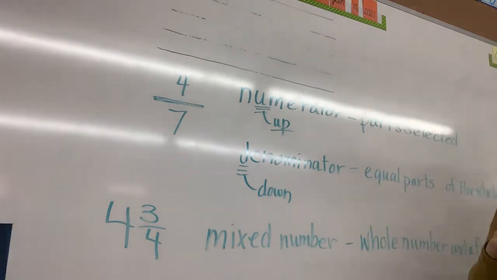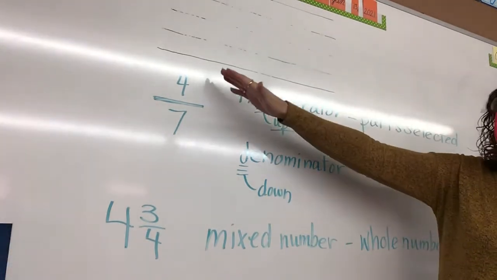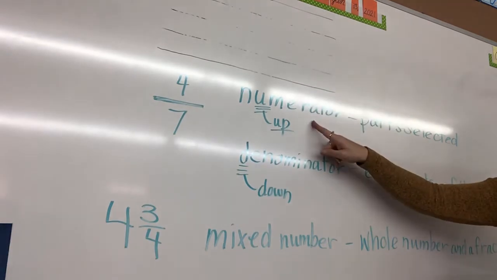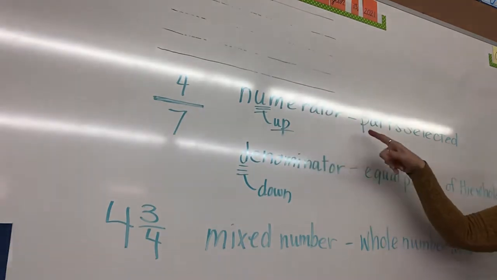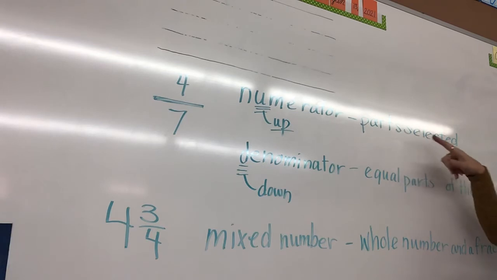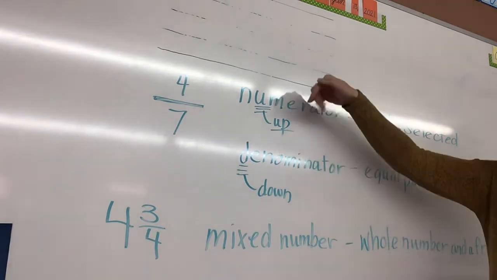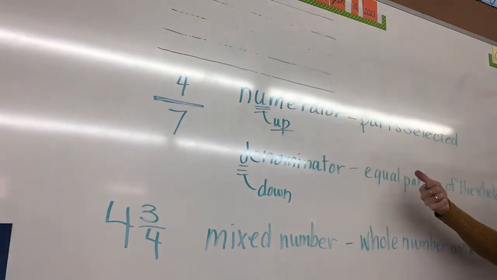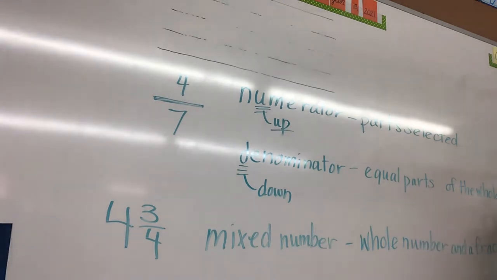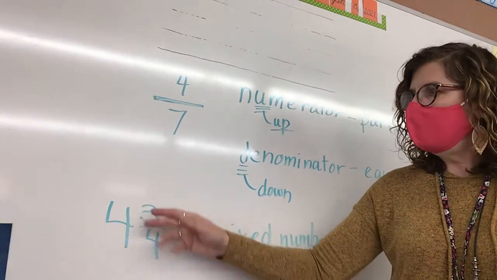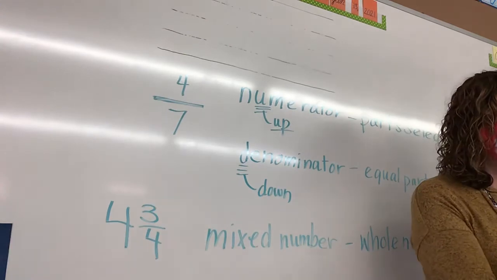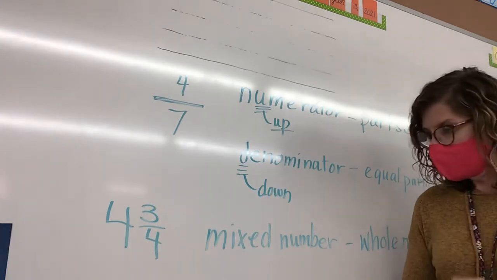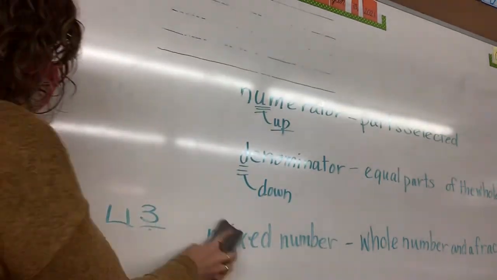Alright, so let's do it one more time before you start your paper. When you have a fraction, your numerator is up, and it is talking about parts selected. Your denominator is down, and it is equal parts of the whole. Your mixed number is a whole number and a fraction. So when you see a whole number with a fraction beside it, that's called a mixed number. Thank you. All right, I'm going to erase that now, and you may begin your paper.